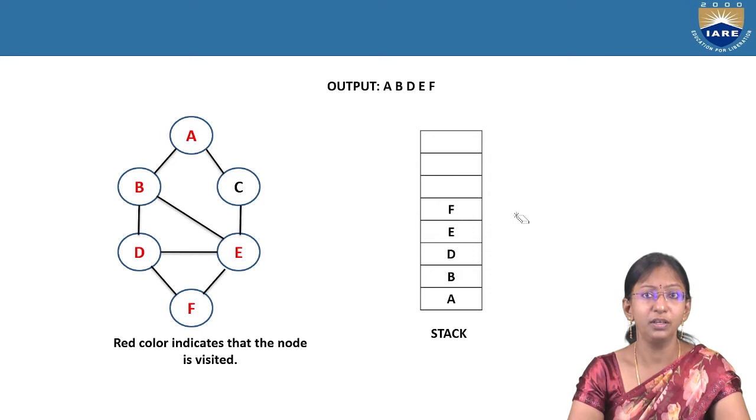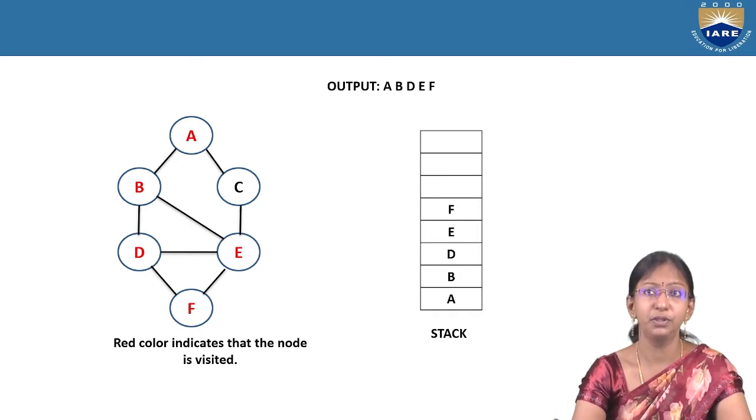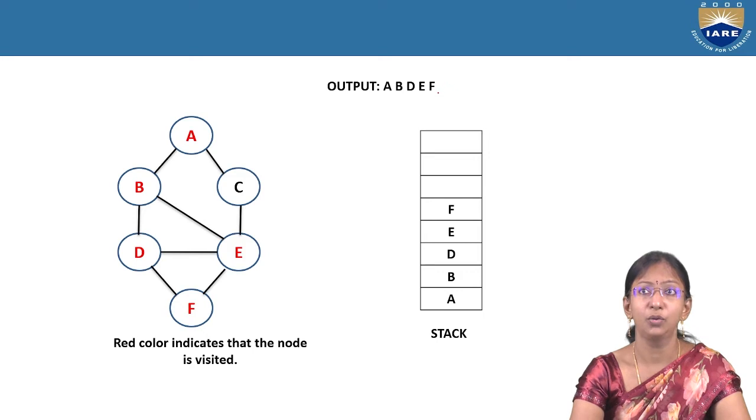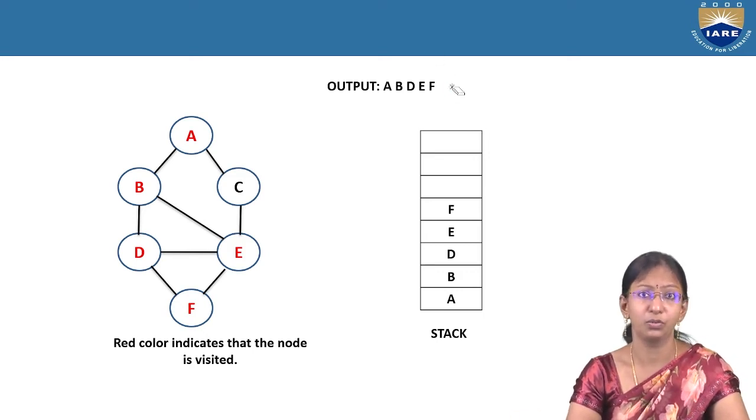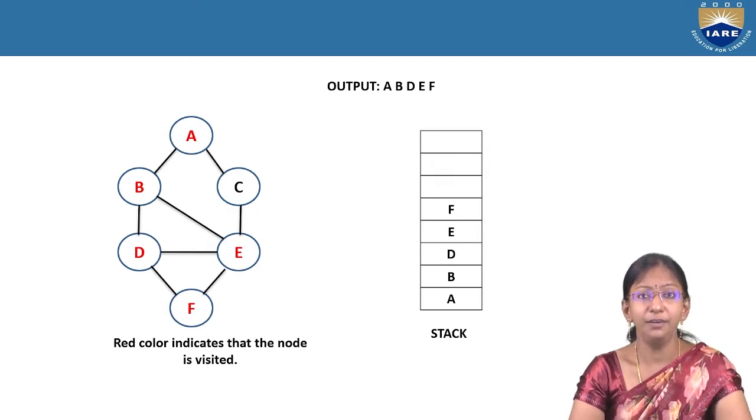So I have chosen F. As F is a visited node, I have sent that to the output saying that it is a visited node, and I have pushed it into the stack also. Now F is on top of the stack. Have a look at this one.